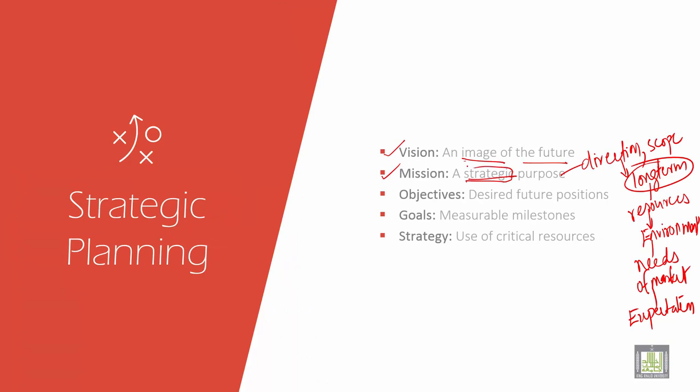Then the objectives are the desired future positions. What are the positions of the company? How is it going to gain profit in the future? So based on this, you have to frame the objective. Then goals are measurable milestones.